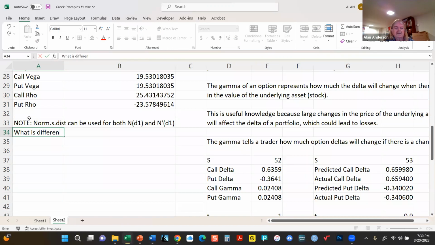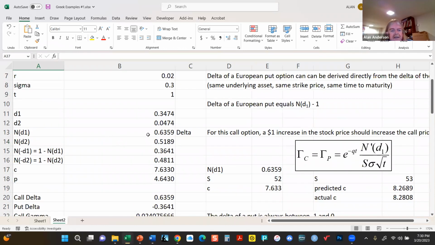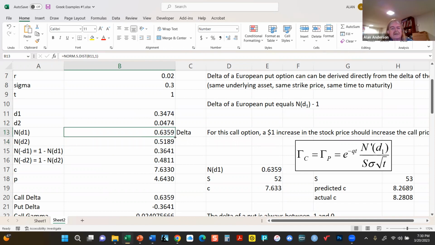What is different is that with N of d1, we use norm.s.dist d1, and then we need to give it a second value of 1. In fact, if you see here in N of d1, that's exactly what happened. Oh no, you know why? That's the older version of the norm dist. Let's try this. So in other words, you tell it the value d1, and then you need a 1 to indicate that this is in fact N of d1.